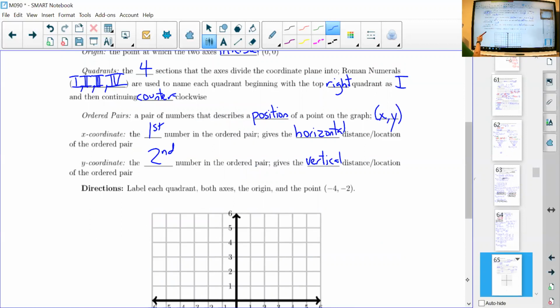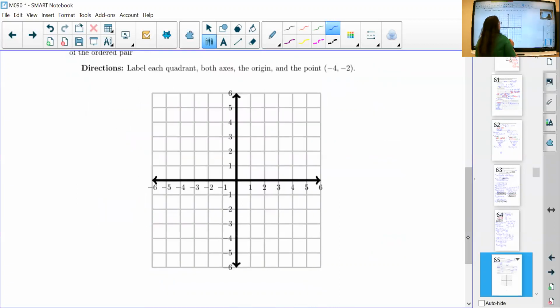Then you're asked to label each quadrant, the axes, the origin, and a particular point. I'll ask you to go ahead and pause the video and work through that. When you're done, we'll resume. So we have top right, everything's positive, everything's happy. We're going counterclockwise.